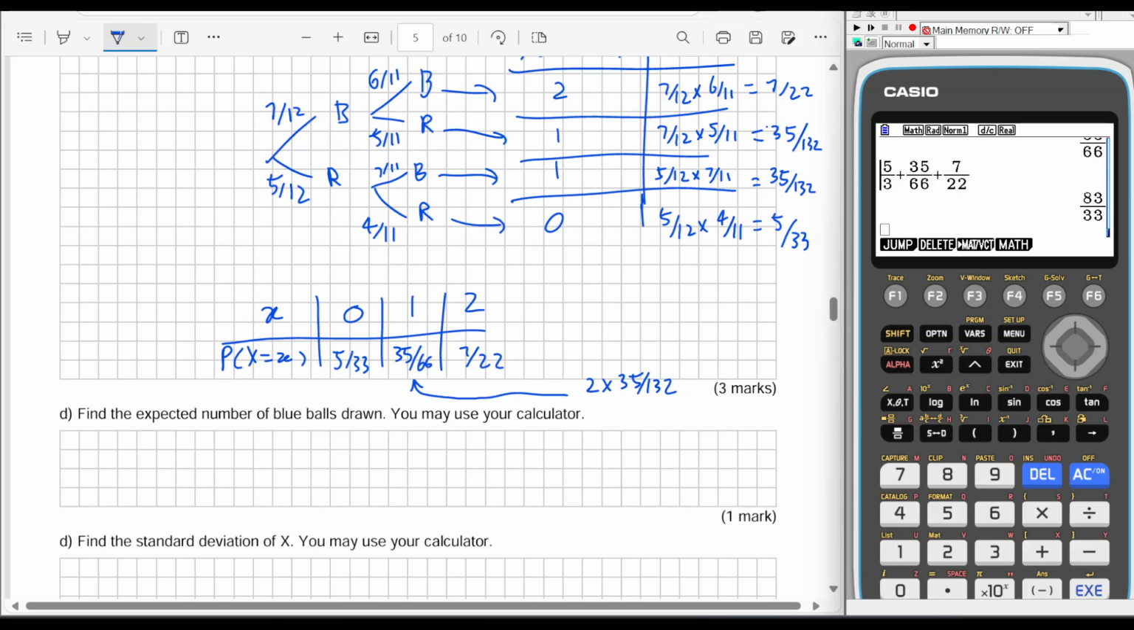And it would help if I actually wrote 33 there. And yes, that equals 1, so it's a PDF. That's good news. Okay, find the expected number. So we can just go straight into our calculator here. Delete out any old lists you may have had.